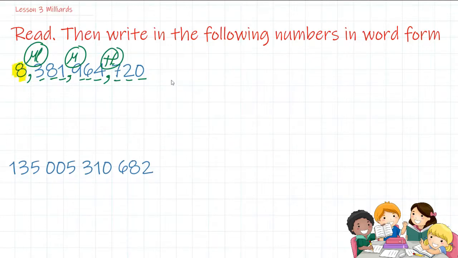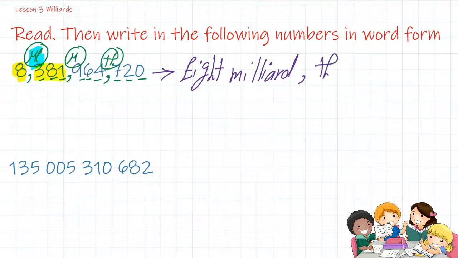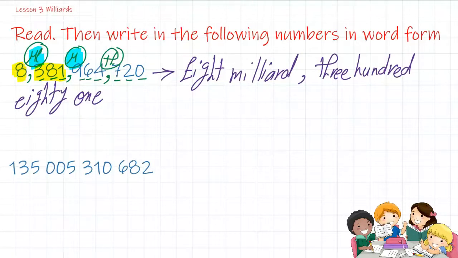Okay, so we have 8 in the milliard family, so just write 8. And this comma is called milliard, so write it as milliard. After that, let's write the 3 digits together. 300. 81 what? 81 million, because we have the comma of million here.